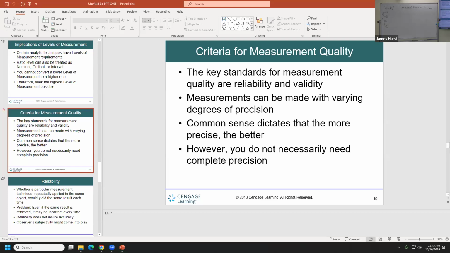The key standards for reliability and validity. We already talked about that last class. I do not need complete precision. When I say precision, what they mean there is only be as precise as you need to for what it is that you're doing, right?